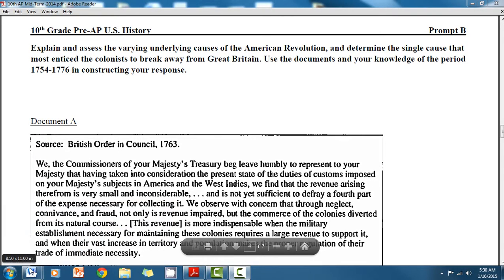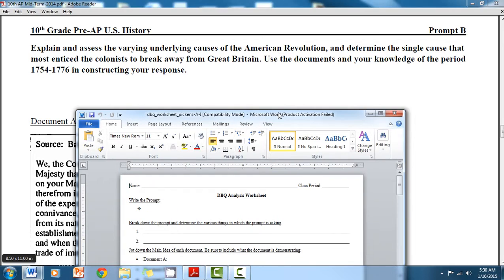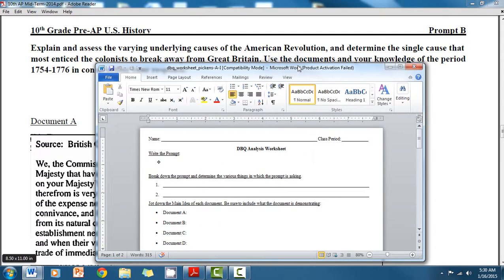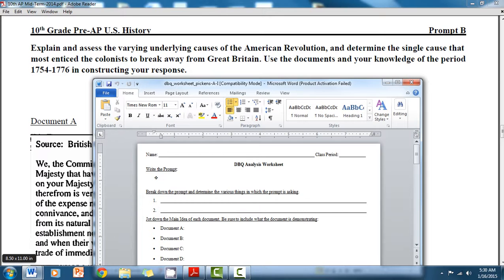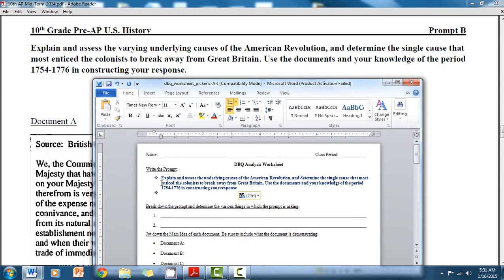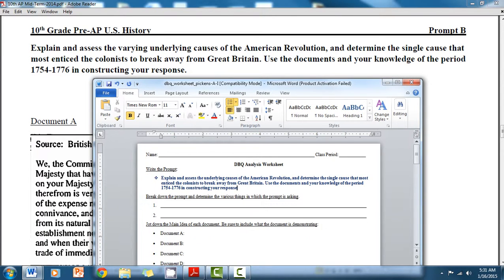And so the first thing a person would see, of course, is their DBQ worksheet. The first thing that it asks you to do is to write the prompt. So in this case, I'm just typing or pasting the prompt, but a person would actually write it. And the reason that you write the prompt down is so you can take your time to evaluate what is the prompt, what are the different components, and what is it really asking you.